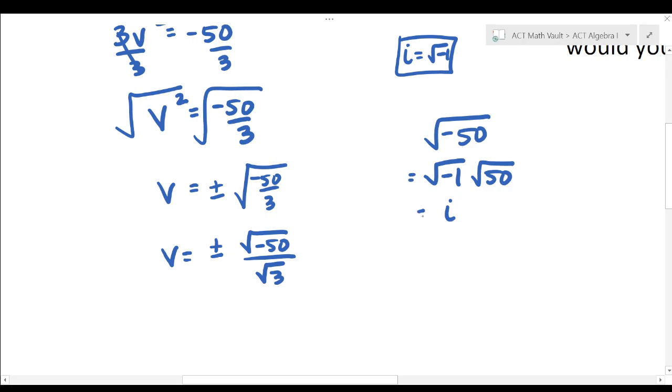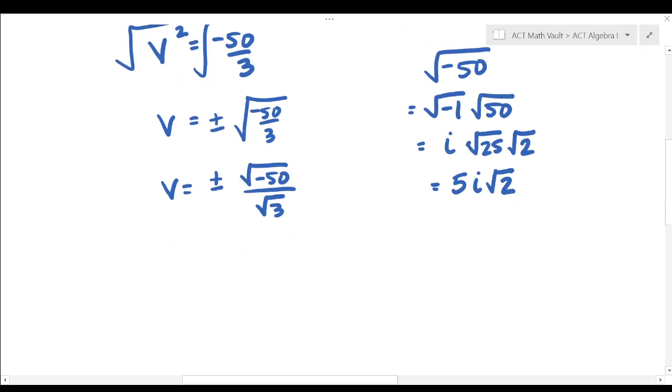So that equals, and then what's the square root of 50? Well, it's not a whole number, but I can take out the largest perfect square, which is 25. What's left over? 2. And the way I'm going to write all that together is 5i root 2 as my answer. Okay, now I want to insert that here. 5i root 2 goes on top. Square root 3 goes on bottom.